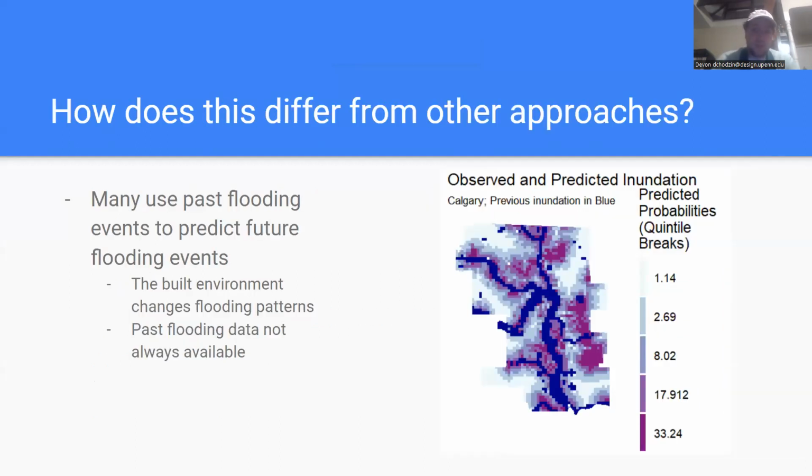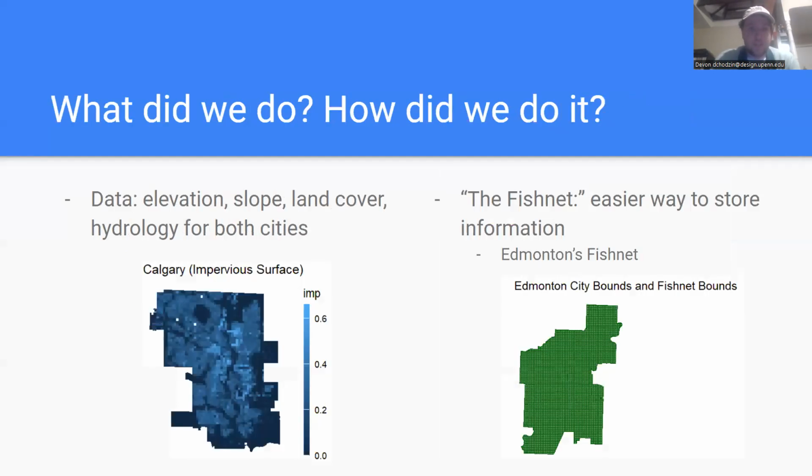So how does this differ from other approaches? Well, now many cities have used past flooding events to predict future flooding events. You can see here, this dark blue is the previous flooding events. Now, the built environment in growing cities is changing rapidly, so sometimes past flooding data isn't reliable even when it's available. We don't have flooding data for Edmonton, so we need to develop a model.